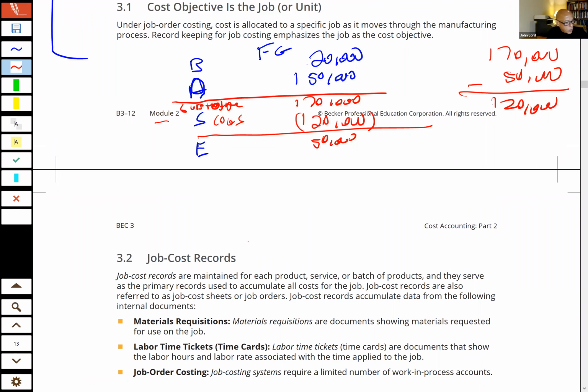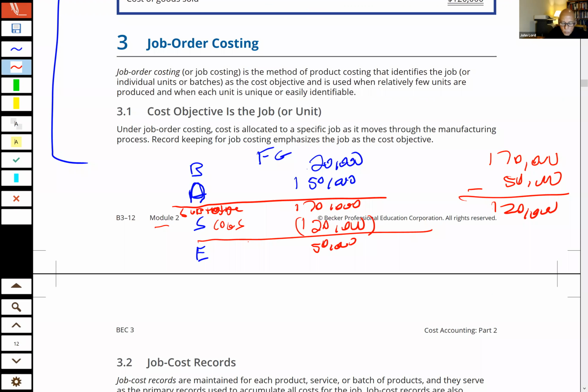Okay, question. Okay, now what we are going to talk about first is a job order costing system, okay? And job order costing is basically used when relatively few units are produced in which each unit is unique. Classic example would be a house. If they use the word custom cabinets, you're building it to order, right? Okay, then you use job order costing.